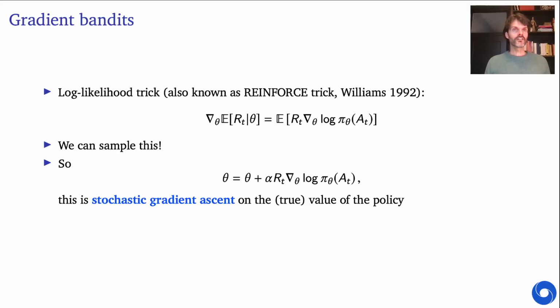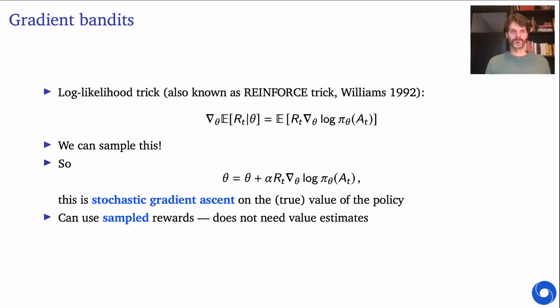And then we can just execute this over and over again, and then we would be performing stochastic gradient ascent on our values, which means the policy should be getting better and better over time. And we can use the sampled rewards. We don't need to make any value estimates. So this is a value-free algorithm. Now we can extend this to also include values, and we'll talk about that at much more length in later lectures.